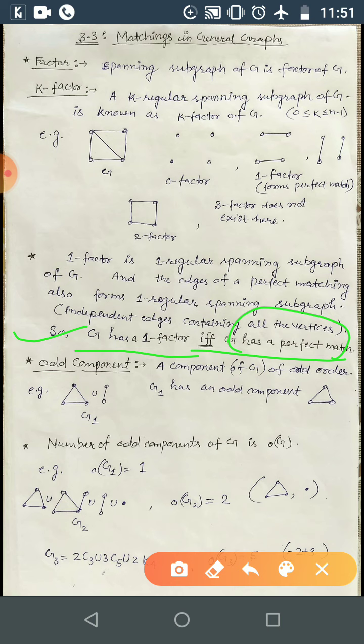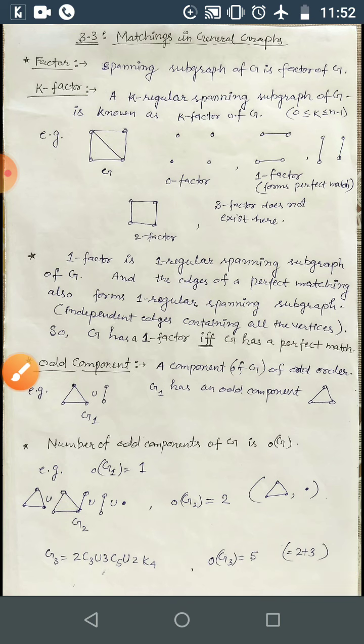Now we can discuss this one, that is the odd component. What do we understand by odd component? Obviously in case of a disconnected graph; if connected, there is one component existing, okay. So an odd component of G we say is a component of odd order, okay. If the order of any component is odd, then we say that is an odd component, okay.